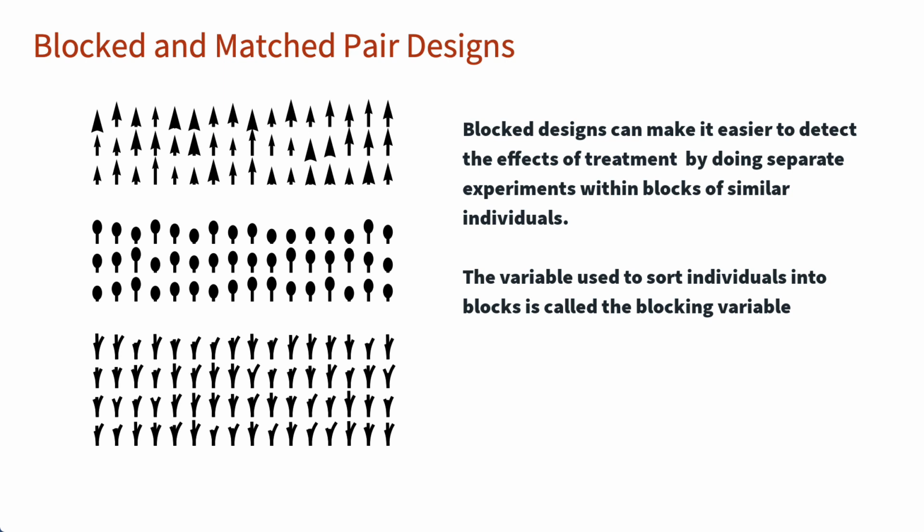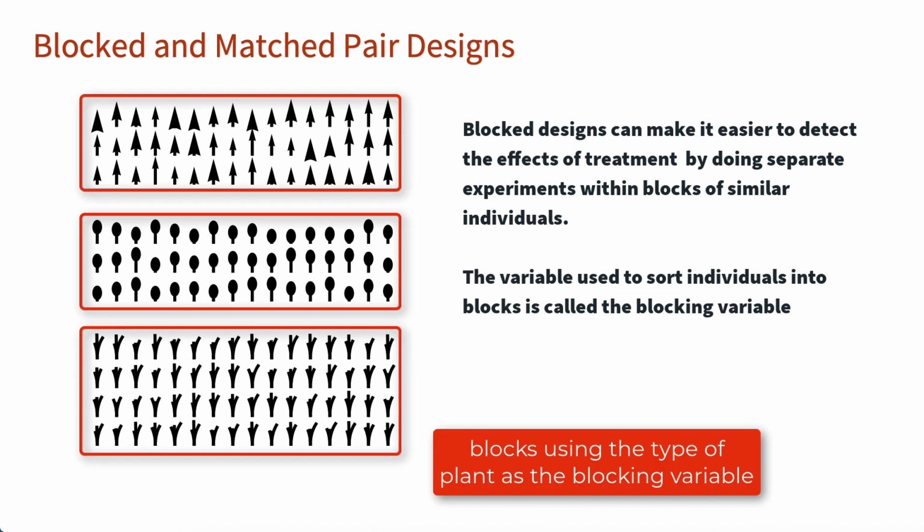Groups of similar individuals in an experiment are called blocks, and the variable that is shared by the individuals in a block is called the blocking variable. For example, in the plant nutrient experiment, the type of plant could be a blocking variable.